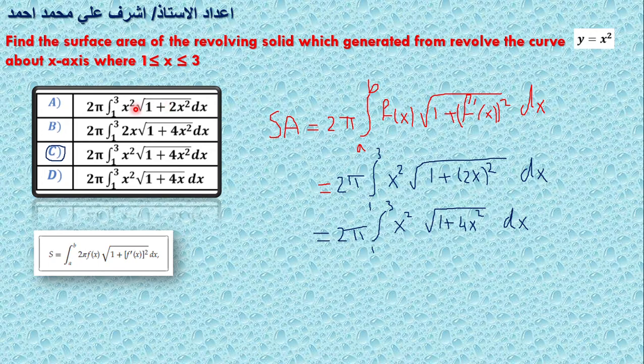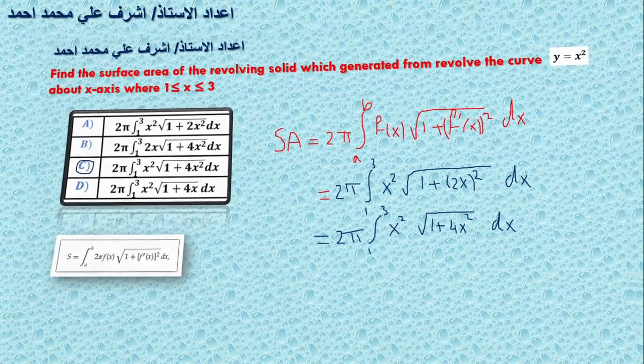So pay attention here. What is wrong here? This 2, not 4. What is wrong here? He used the derivative f prime. What is wrong here? He squared the 4 but not the x. So pay attention and you have to think before choosing.